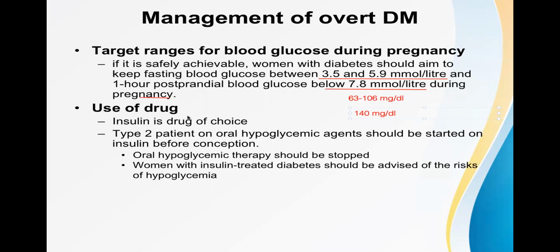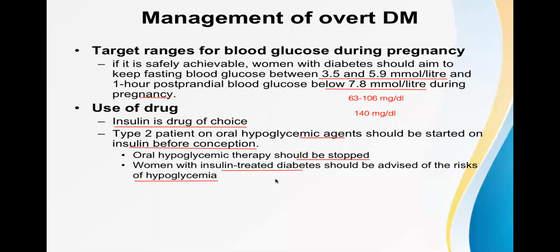Now, the drug is of course insulin. There's no doubt. Insulin is the drug of choice. Type 2 patient on oral hypoglycemic agent should be started on insulin before the conception or before they become pregnant. And oral hypoglycemic therapy should be stopped once they are pregnant or suspected or prepare to get pregnant. And women with insulin treated diabetes should be advised of the risk of hypoglycemia. Always counsel them for this risk.